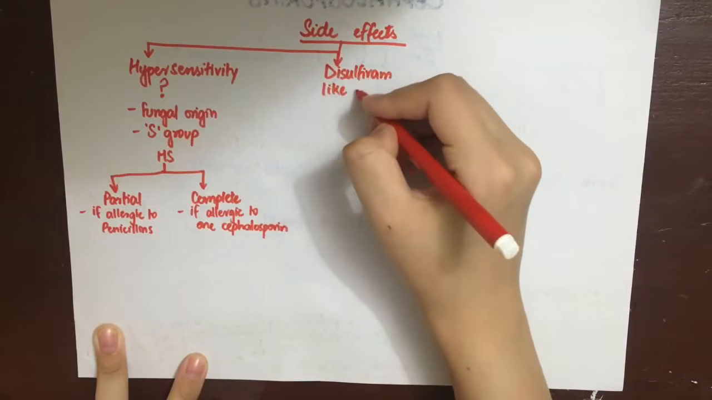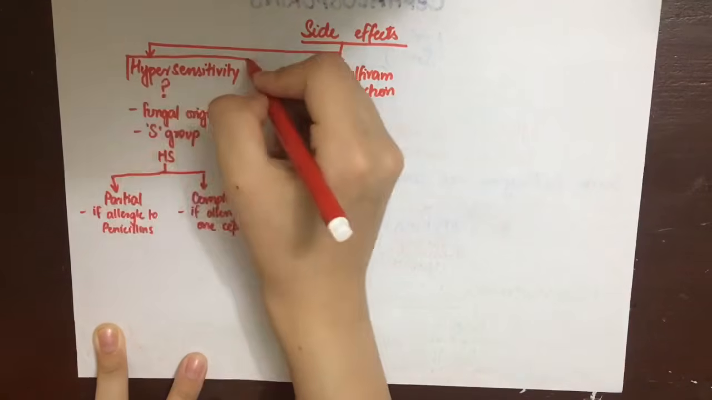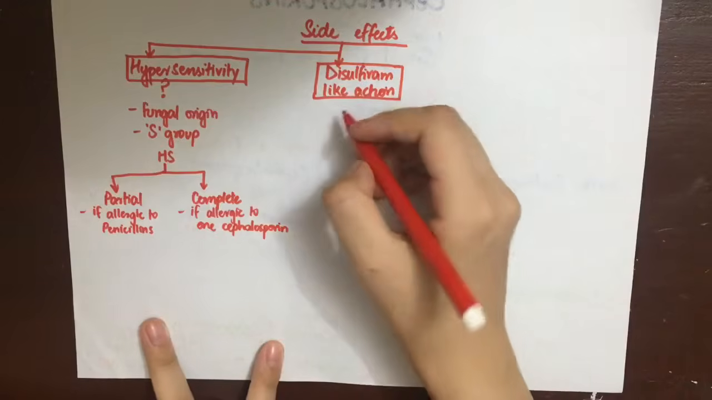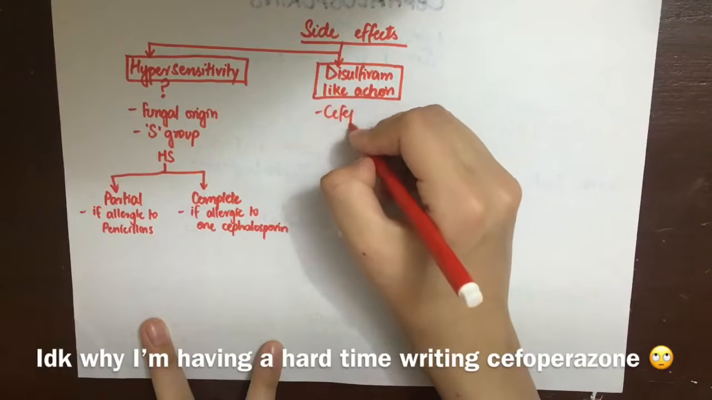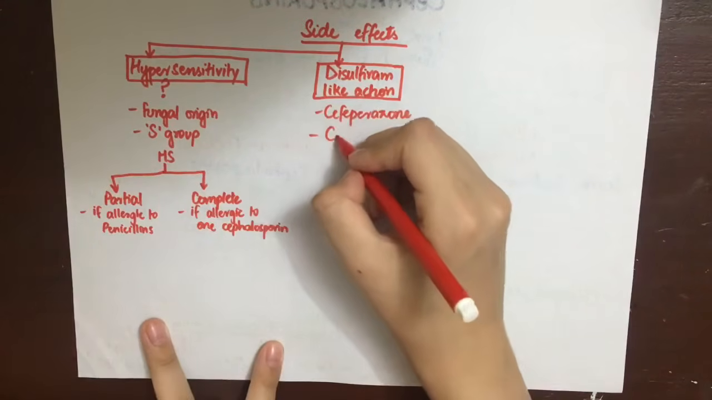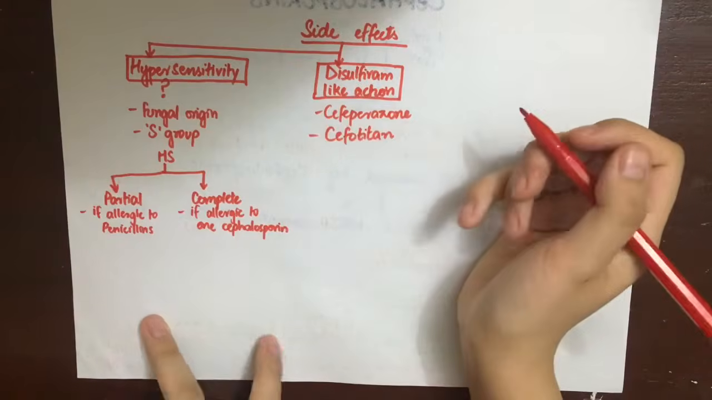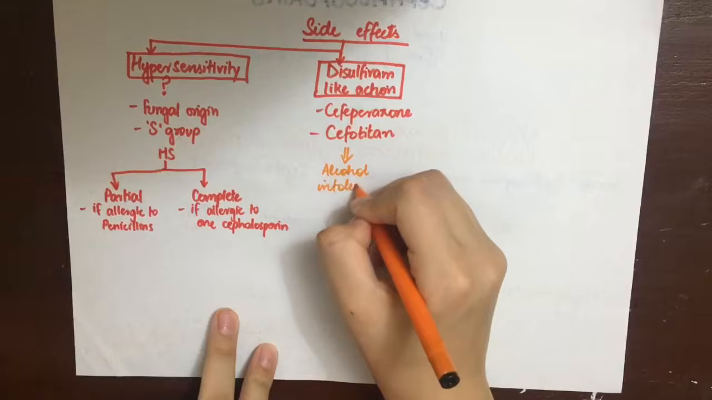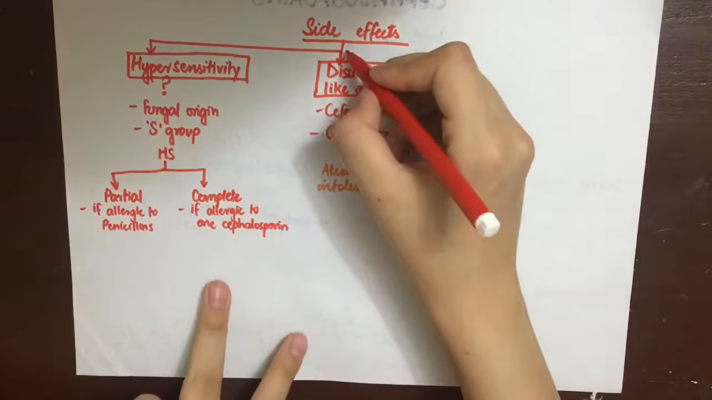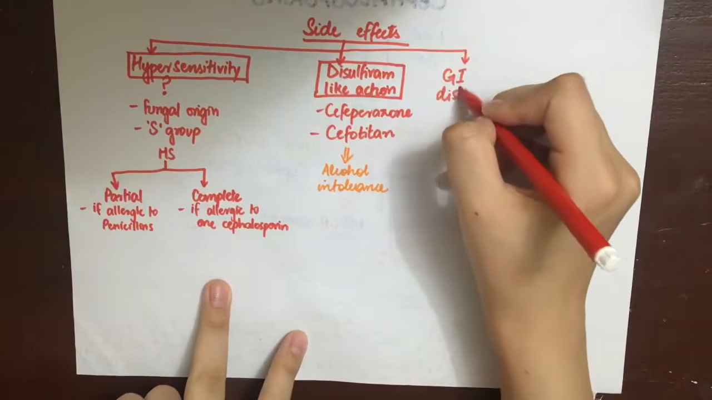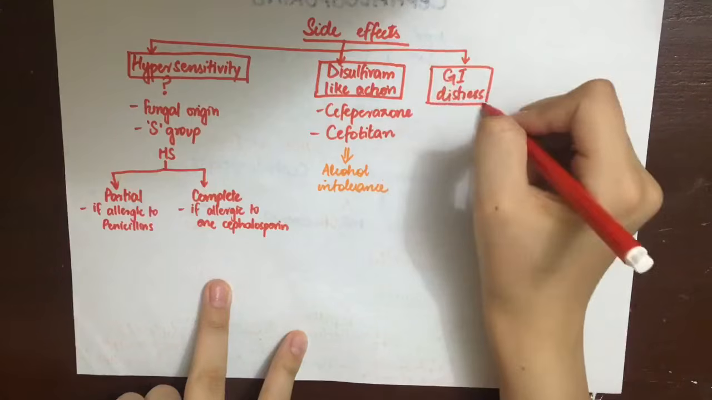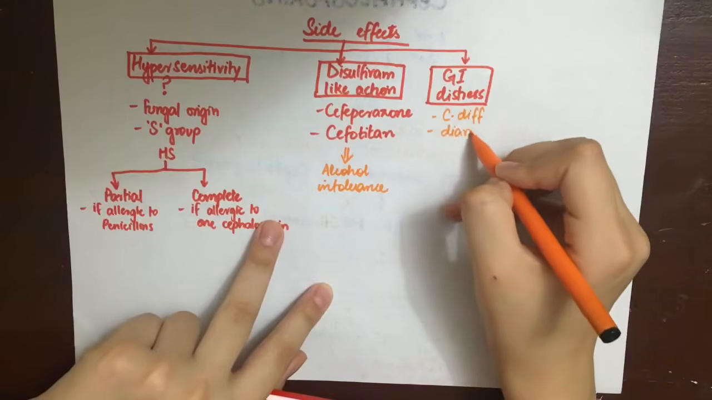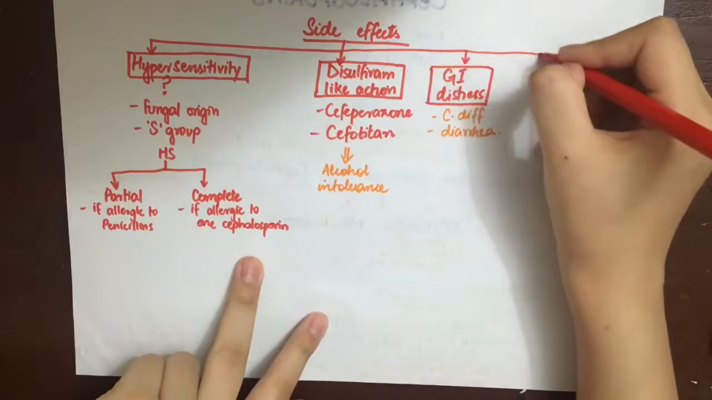Two of the cephalosporins have disulfiram-like actions and thus will cause intolerance to alcohol. They are cefoperazone and also cefoxitin. They will thus inhibit the enzyme acetaldehyde dehydrogenase and thus cause the accumulation of acetaldehyde and cause all the negative symptoms that we've discussed in the video regarding alcohols. They can cause GI distress as well, just like penicillins, and cause a C. diff infection and also diarrhea.